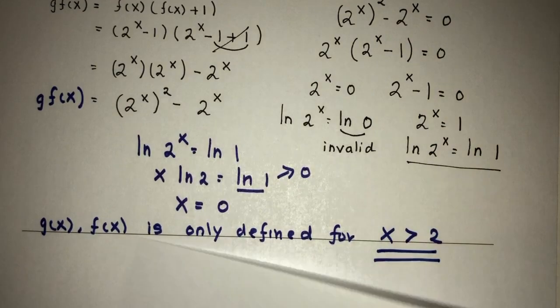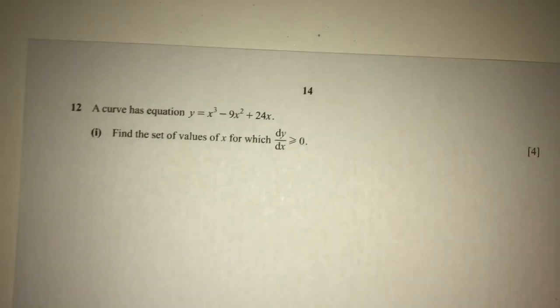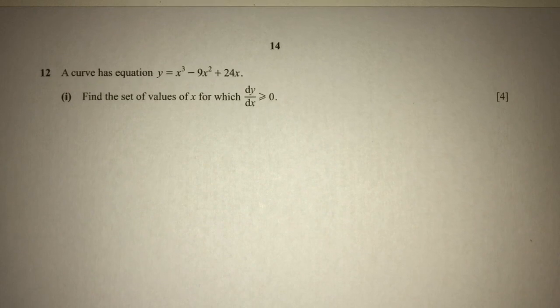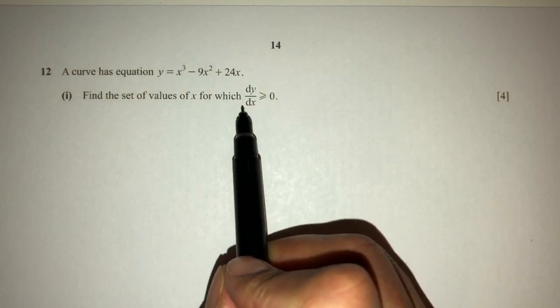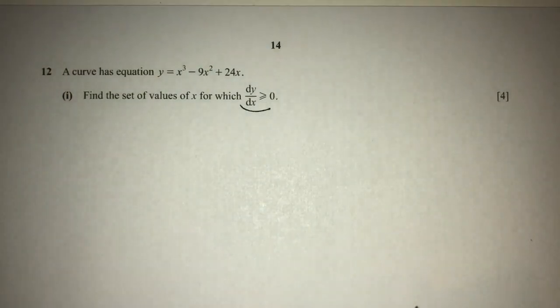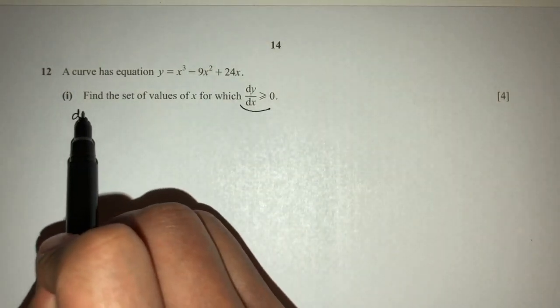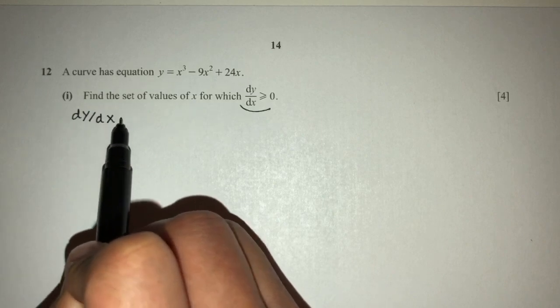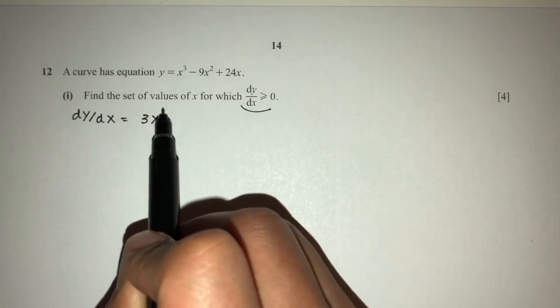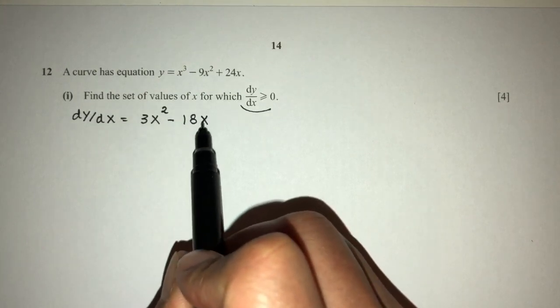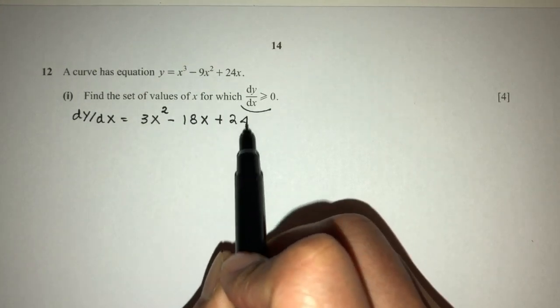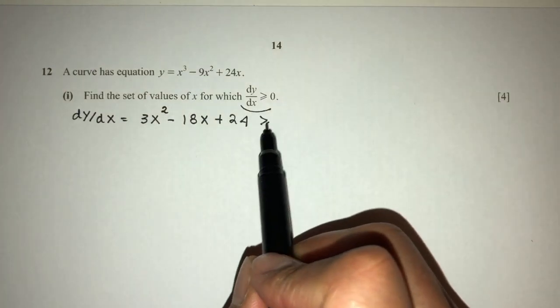Okay, so now let's move on to question number 12. A curve has equation y. So here we have to find the set of values of x for which dy by dx will be more than 0. So let's find out. So first let's find dy by dx. That will be 3x squared minus 18x plus 24 has to be more or equal to 0.